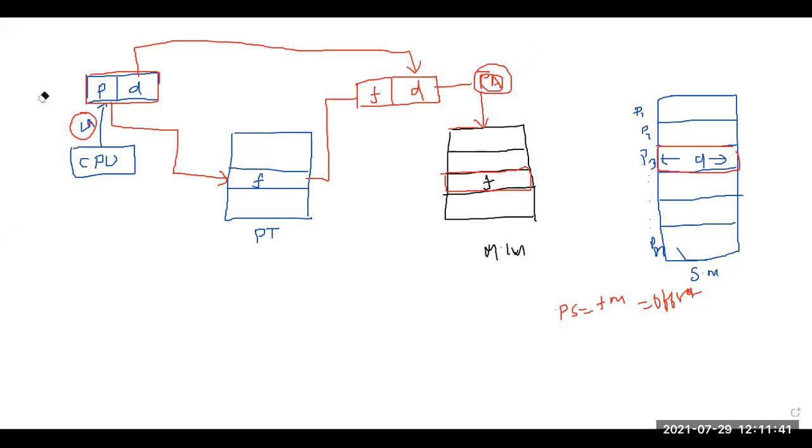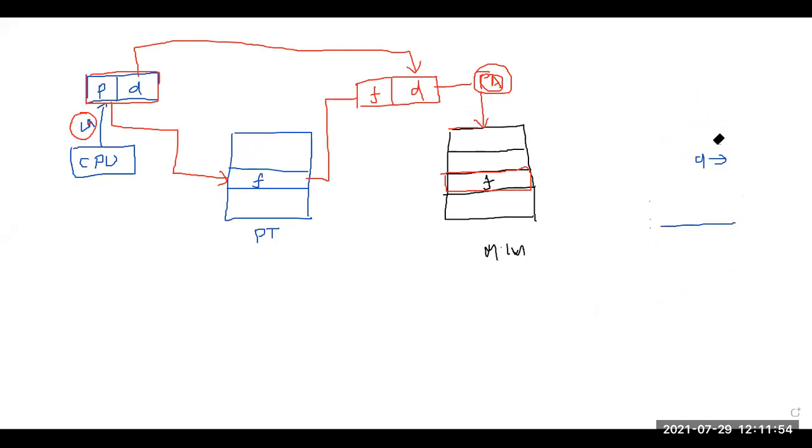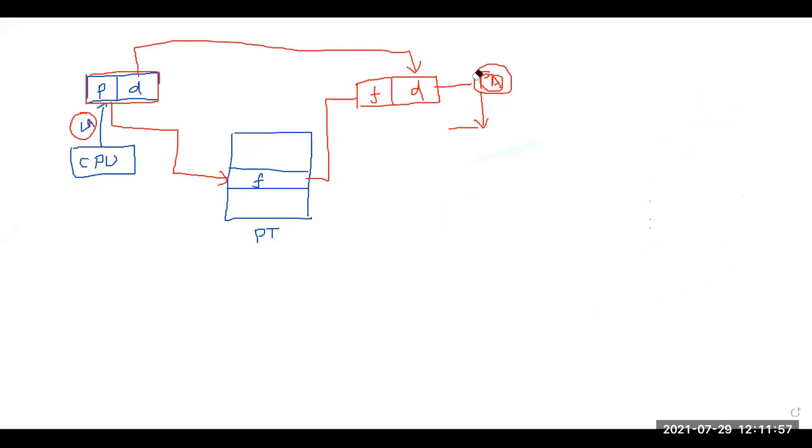So is it clear to all of you, this logic? Is it clear? If it is clear, then we will move on. Yes, sir. Okay, so today we are going to discuss some of the numerical problems regarding this.